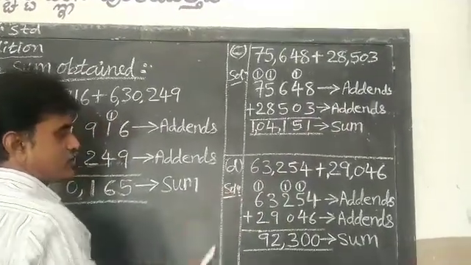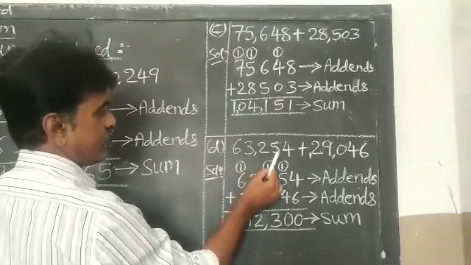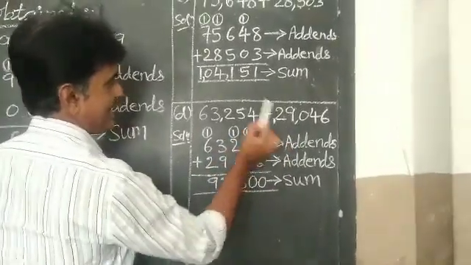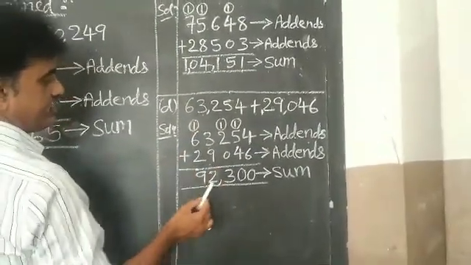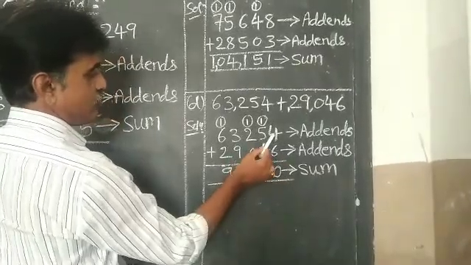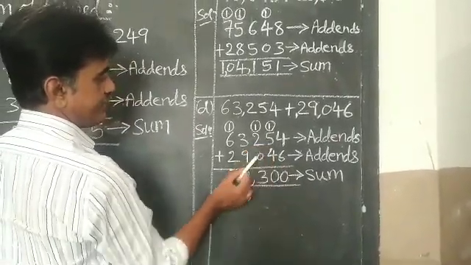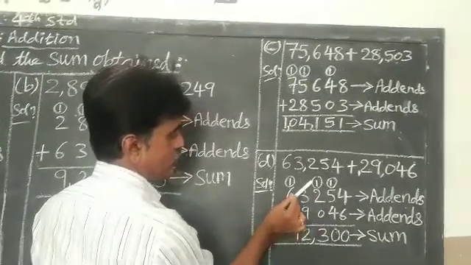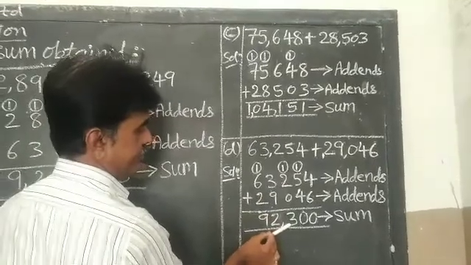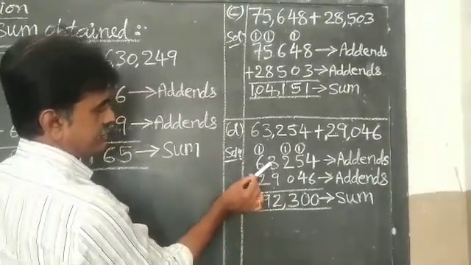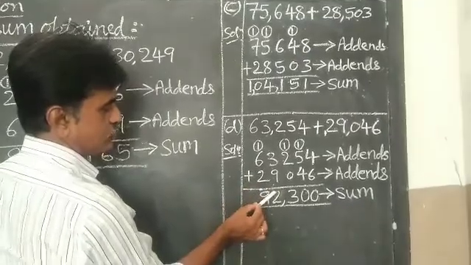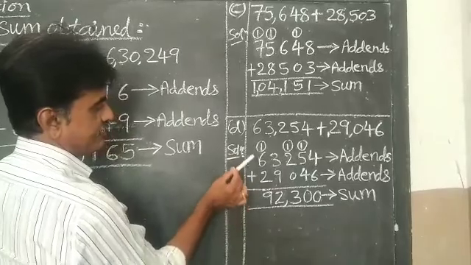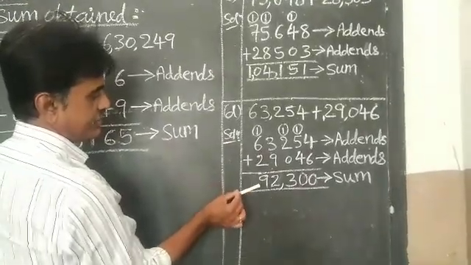Similarly, the last question, the D question. 63,254 plus 29,046. These two numbers are called addends. Now when you add, the answer that you get is called the sum. See, 4 plus 6, 10, 0, 1 carry. 1 plus 5, 6. 6 plus 4, 10, again 0, 1 carry. Now 1 plus 2, 3. 3 plus 0, 3. Afterwards, 3 plus 9, 12. 12 means 2 write down and 1 carry. Last, 1 plus 6, 7. 7 plus 2, 9.